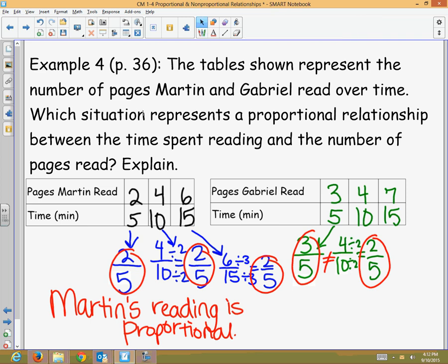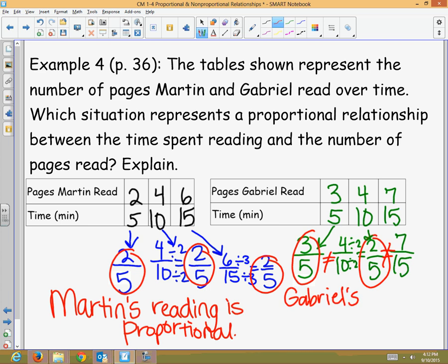Now let's carry out the problem and compare the last fraction of 7/15. Both numbers cannot be reduced, so this is no longer equal. Therefore, Gabriel's reading is not proportional. Make sure you write that in a complete sentence to explain your thinking.